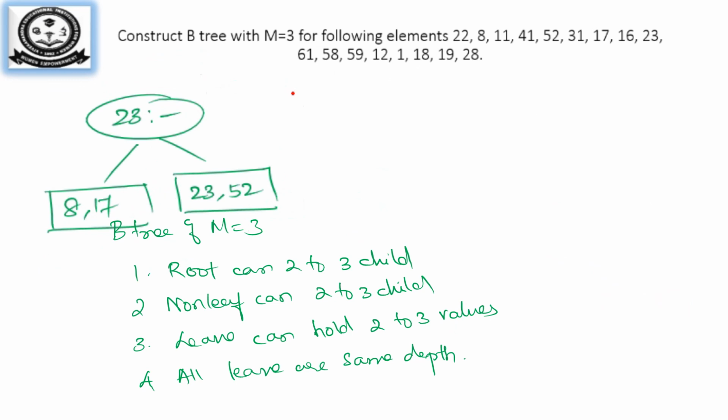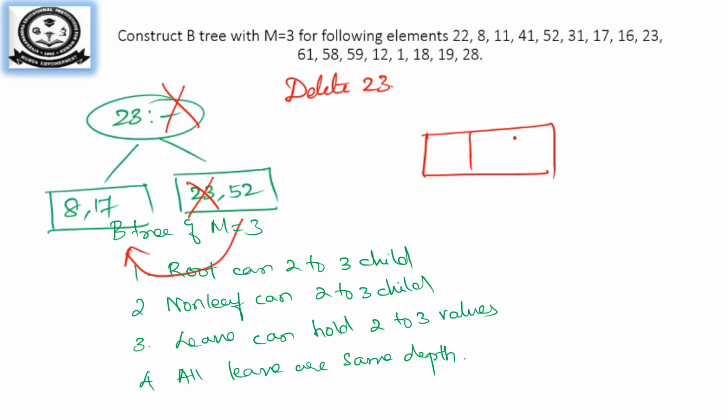Now if I delete 23, what happens? 23 will be deleted. This node can't exist. You have a space, so it will get occupied over here. So the root node will be deleted. The only node you will have over here is 8, 17 and 52. As I said before, a root node can be a leaf node, and this is the root node for the B tree of M equal to 3.